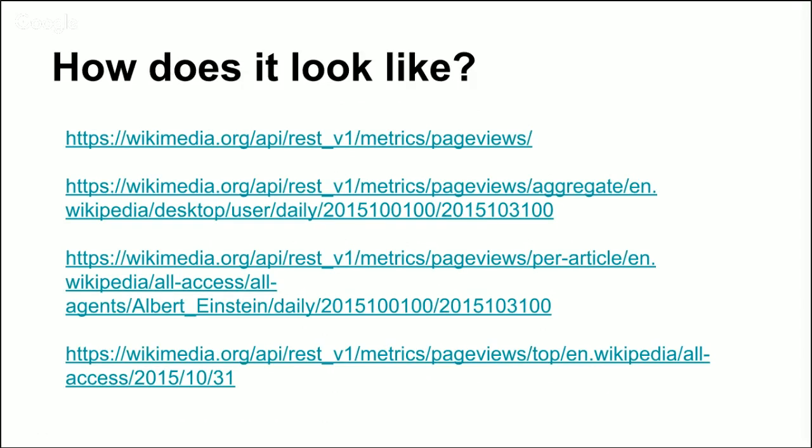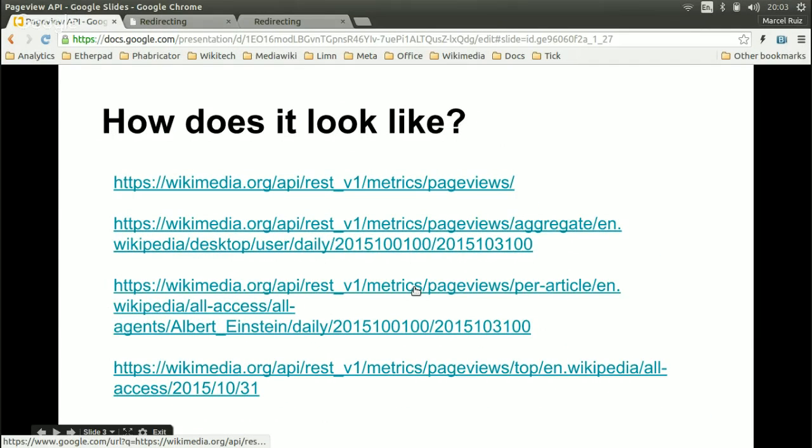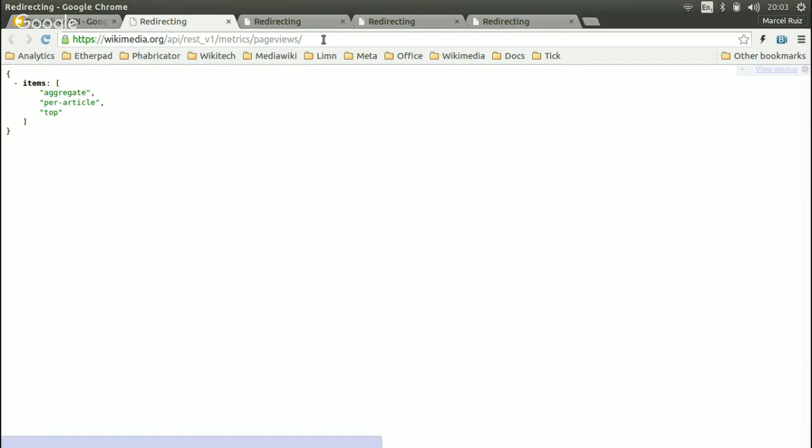I thought the best way to do this would be a quick live demo. So please feel free to follow me in your browser by clicking on those links. I'm going to open them in separate tabs so I can explain it better. The PageView API is a collection of public URLs that return analytic data about page views on Wikimedia sites, Wikimedia wikis. The first link is the root URL.